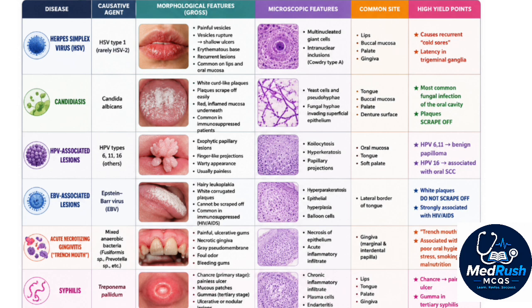Acute necrotizing gingivitis, also known as trench mouth, is caused by anaerobic bacteria. Patients develop painful necrotic gums with foul odor and bleeding. Histology shows necrosis and acute inflammatory infiltrate. Lastly, syphilis caused by Treponema pallidum may produce chancre, mucus patches, and gumma formation in different stages of disease. Plasma cell infiltrate is a characteristic microscopic finding.